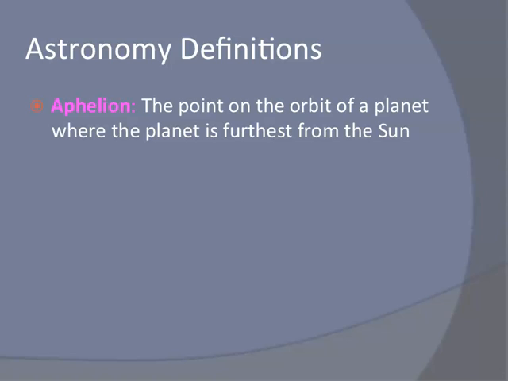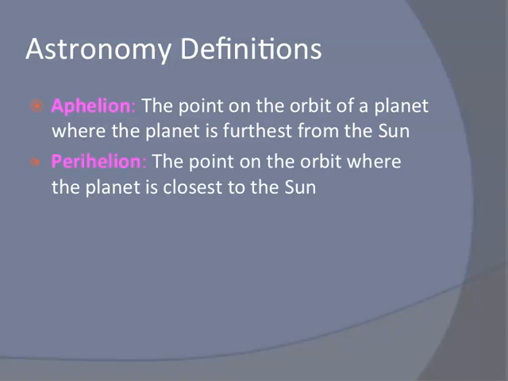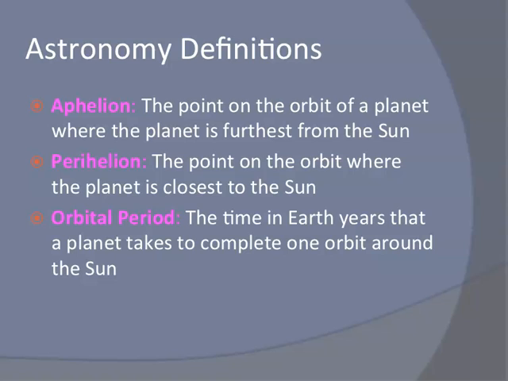A couple other astronomical definitions. An aphelion is the point on the orbit of a planet where the planet is furthest from the sun. Okay. Next is the perihelion, which is the point on the orbit where the planet is closest to the sun. So if you're starting to think about the ellipses and where that planet would be in its orbit, you're thinking about where it is farthest from the sun, where it's closest to the sun. Okay, and then the orbital period is the time in Earth years that a planet takes to complete one orbit around the sun.